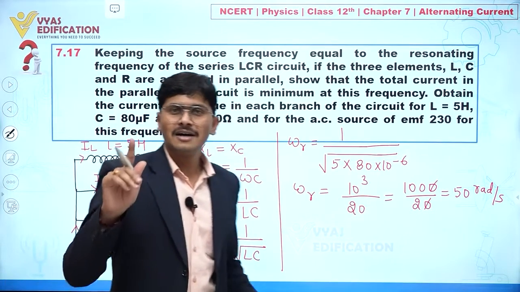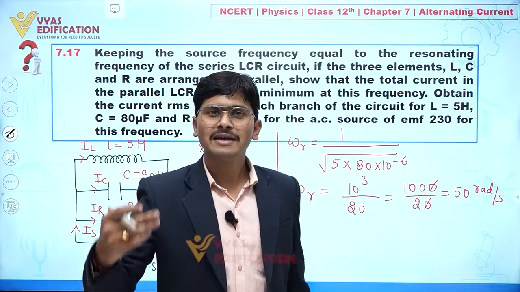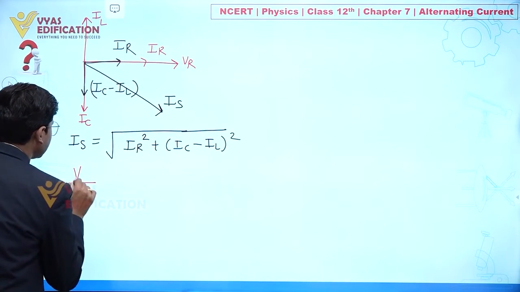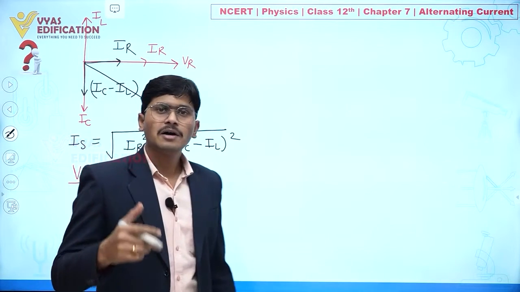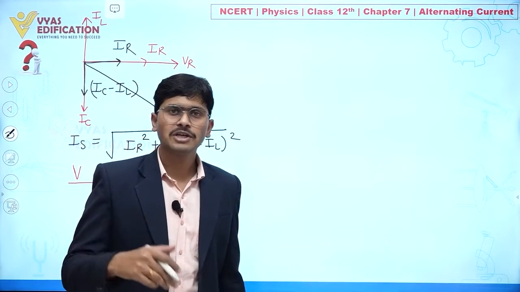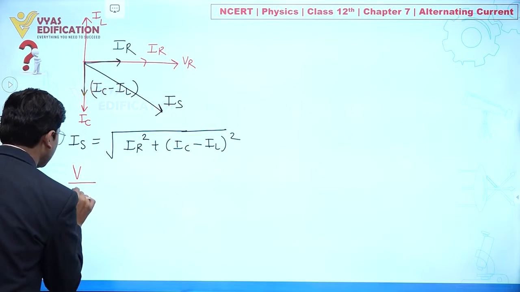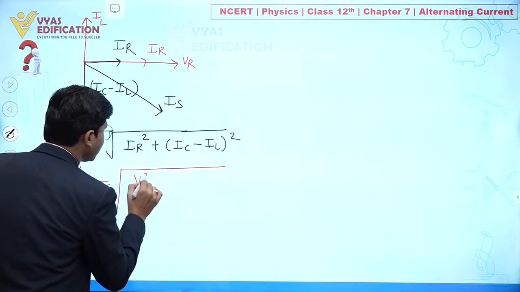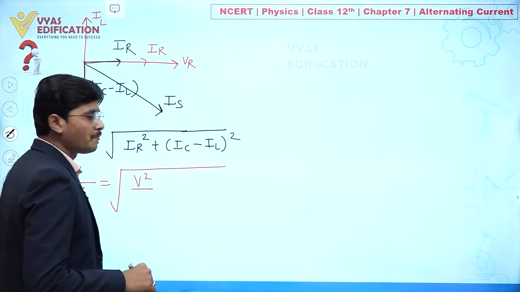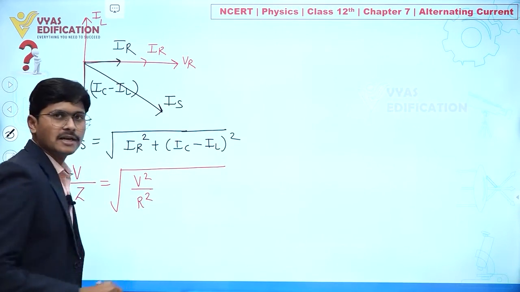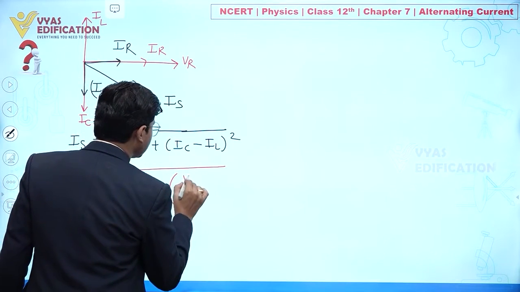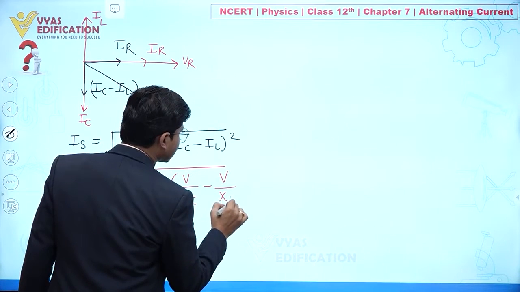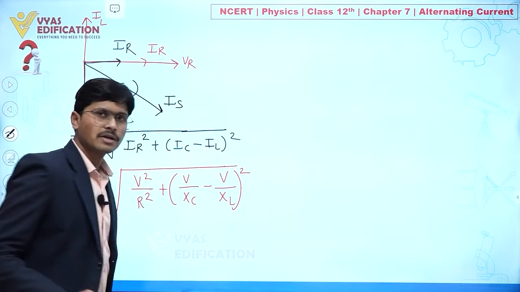So now let's suppose we replace all these components by a single component, and you can say that impedance is given by capital Z, clear. So we can say V is the RMS voltage of source. So we can say this is V divided by Z, equal to under root of V square divided by, clear. Now we have resistance capital R, so this is R square plus (V upon XC minus V upon XL) whole square, clear to everyone.